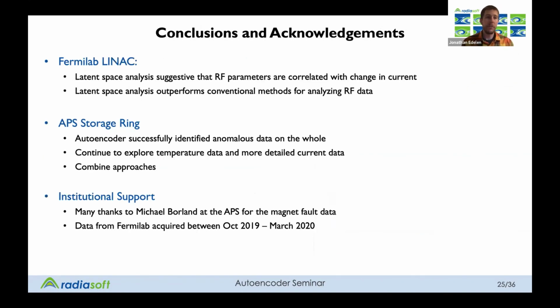So just sort of wrapping up, in the framework, we talked about two different methods for applying autoencoders to anomaly detection for operations. In the Fermilab LINAC, we did this sort of root cause analysis using the latent space to try to understand whether or not the RF is changing as much as we think it is, and compared that to more traditional metrics for analyzing RF data. And then we looked at autoencoders for reconstructing magnet data in the APS storage ring to try to do predictive fault detection in the ring.